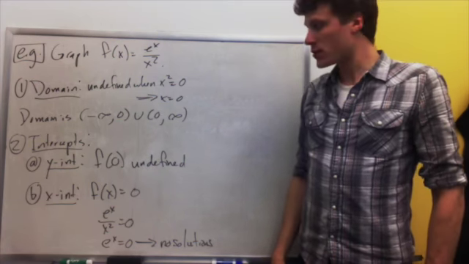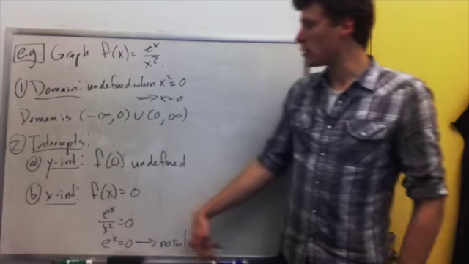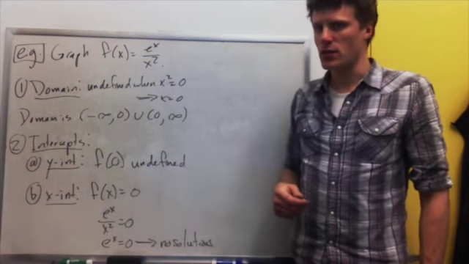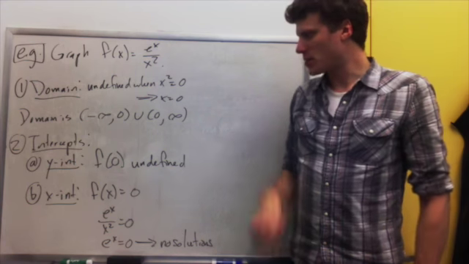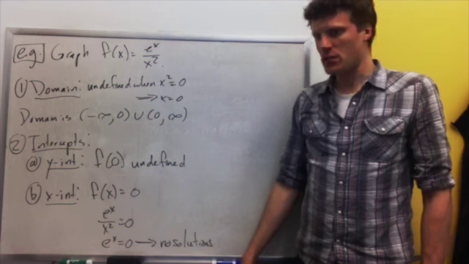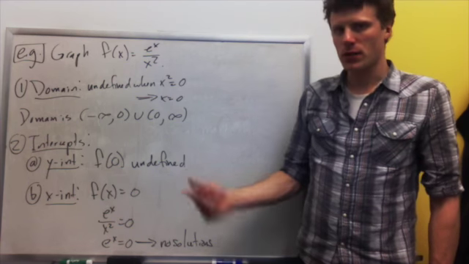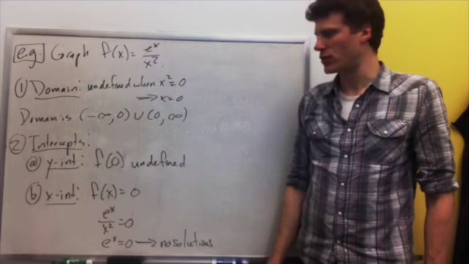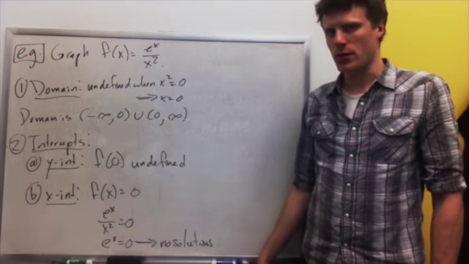Next, what are the intercepts? The y-intercept is when x is equal to 0. f of 0, well, we just said that's undefined, so there is no y-intercept. X-intercepts happen when f of x is equal to 0. When is e to the x over x squared equal to 0? Well, multiply both sides by x squared, and you get e to the x is 0. Well, that has no solutions. So there are no intercepts to worry about here.